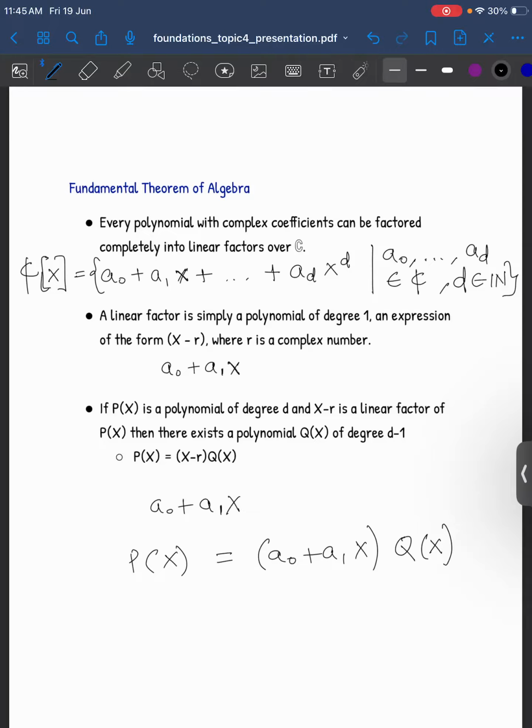So now we can normalize, we can pull a1 out common, and we can write this as just, say, x minus r times q of x, or let me just put minus r. So r is minus of a0 by a1.